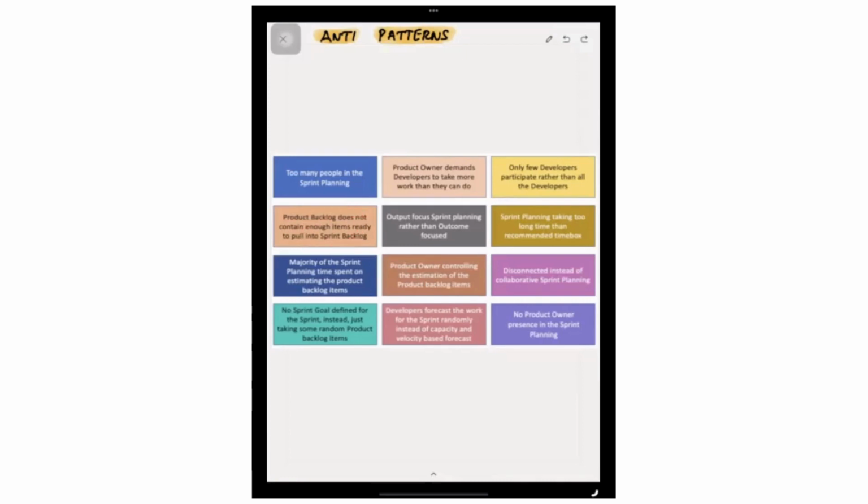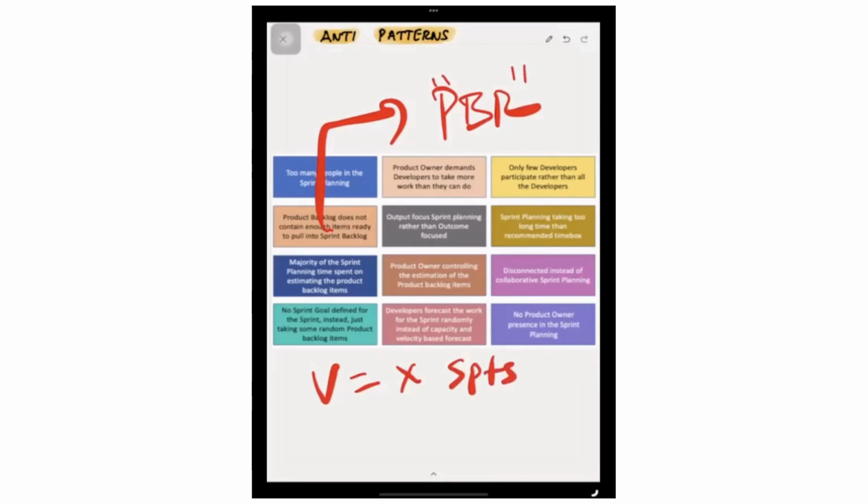And product backlog does not contain enough items. So once you are into the sprint planning, if the product backlog doesn't have enough items to keep the sprint capacity filled, then instead of focusing on sprint planning, you have to focus on some random items to be filled into the product backlog. So I would recommend for this, do a proper backlog refinement. My recommendation would be, if your velocity of the team is X story points, then 2 to 3x story points worth of items always ready. So keep this. It's not a Scrum practice or recommended by Scrum.